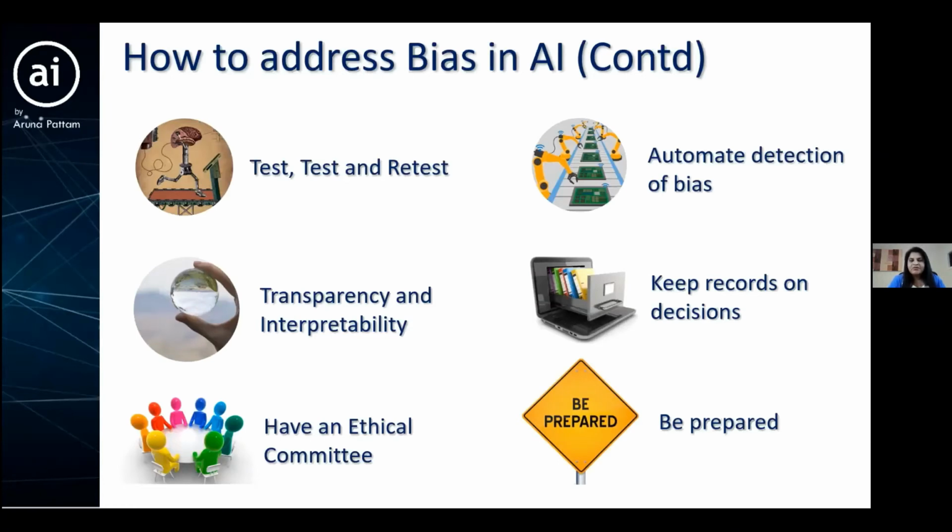So these are some of the general steps that people who build algorithms, and organizations, go through rigorously to make sure that they can mitigate the bias in the algorithm as much as possible.